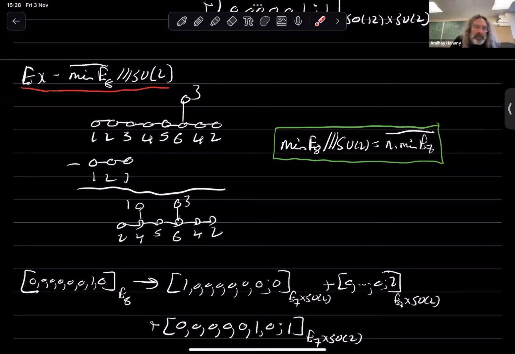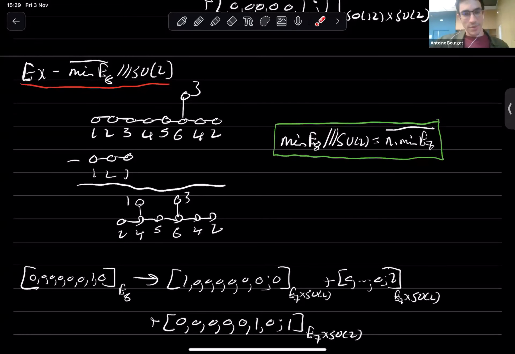But maybe one could try to improve it by saying at precisely which point, or maybe which region of the conformal manifold. But indeed, it's probably the case that the Higgs branch doesn't depend on it.